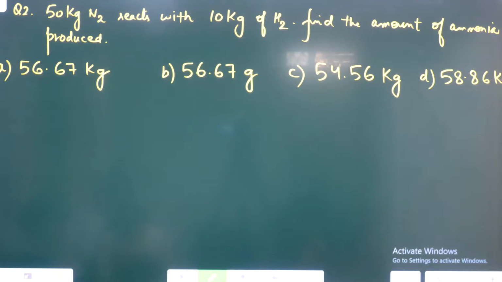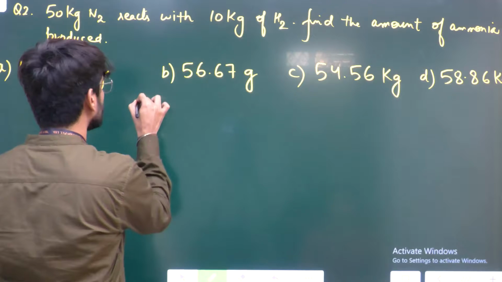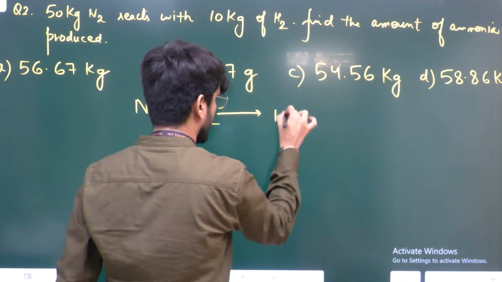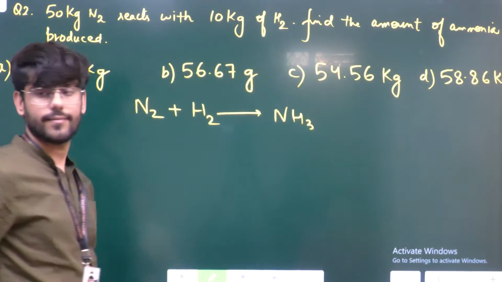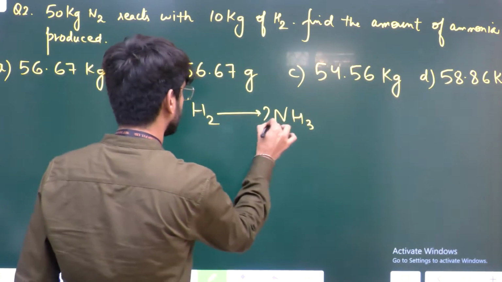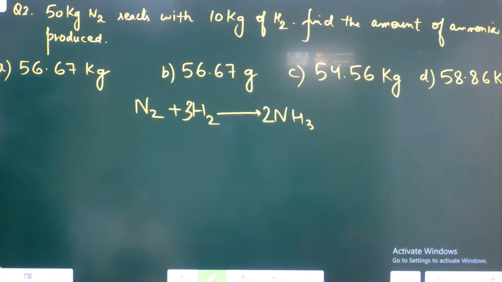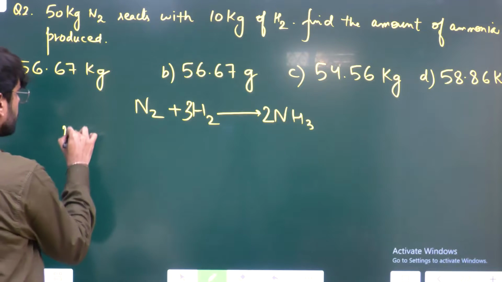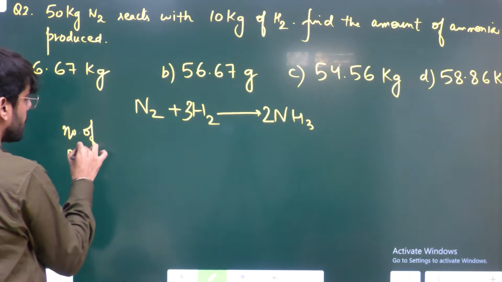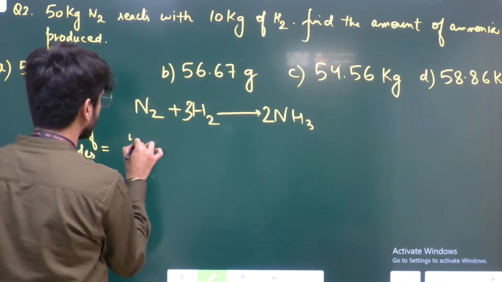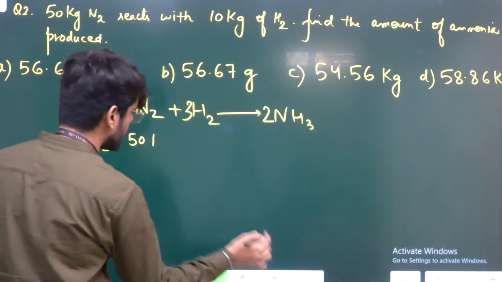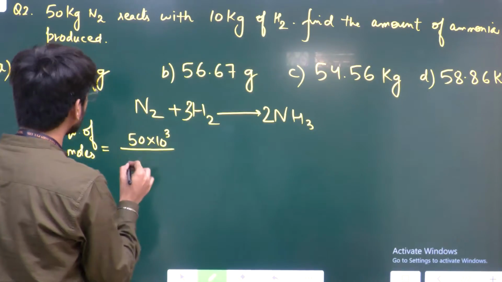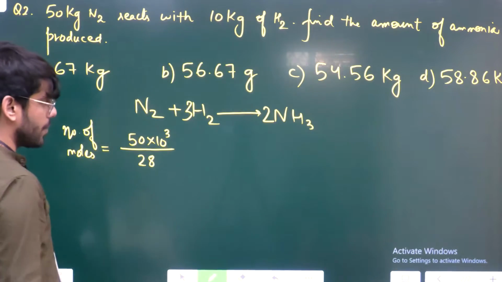Shall we discuss? Yes, sir. So we have nitrogen reacting with hydrogen to give ammonia. Step number 2 is balancing. Balanced. Then the mass is given, so you can find the number of moles. Moles is equal to given mass, which is 50 kg. Obviously you need to change it into grams, so multiply by 10 to the power 3, divided by the molar mass, which is 28.